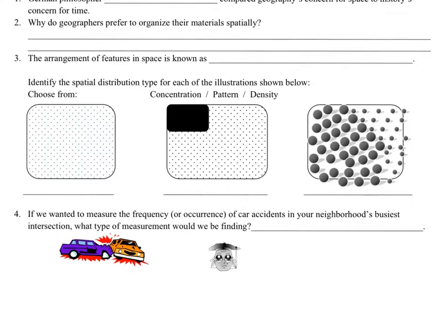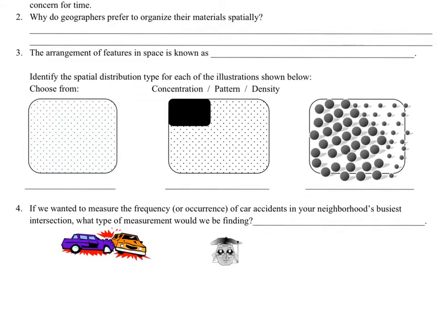Okay, so the first one, what do you think? Concentration. No, pattern. Yeah, this is pattern. And here's why: because there's consistency there. There's a nice arrangement that we see on there. So this first one is pattern because of the consistency. It's kind of like this room. There's a pattern of desks, or any room for that matter.